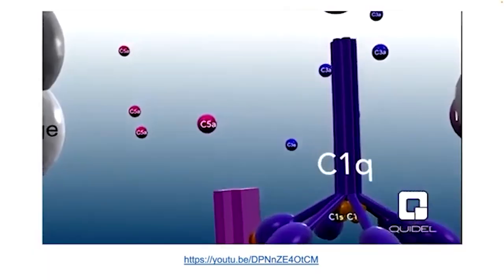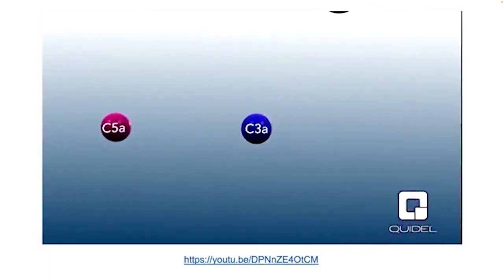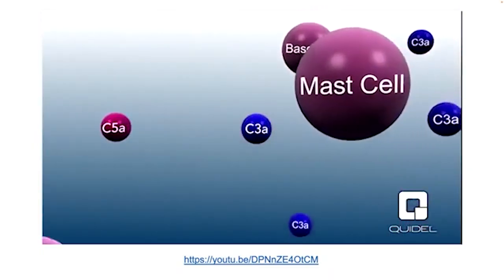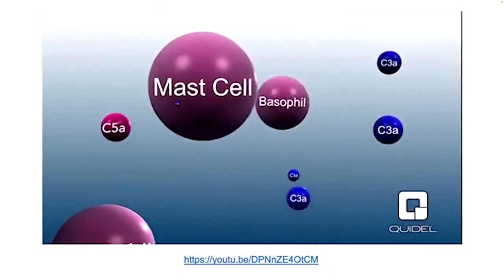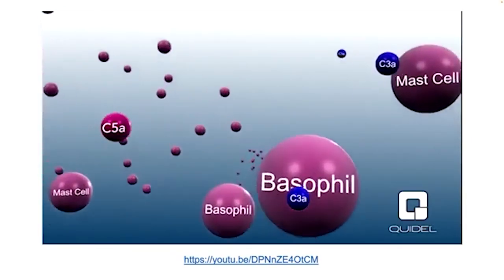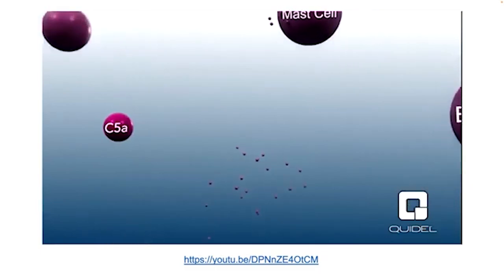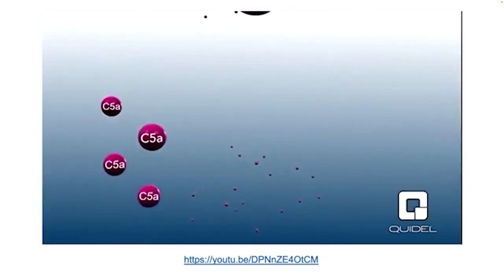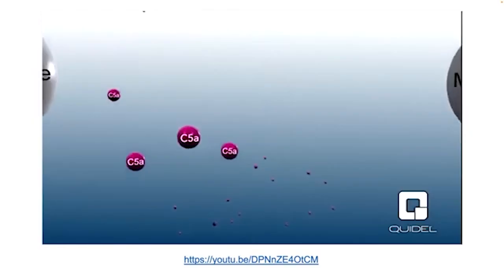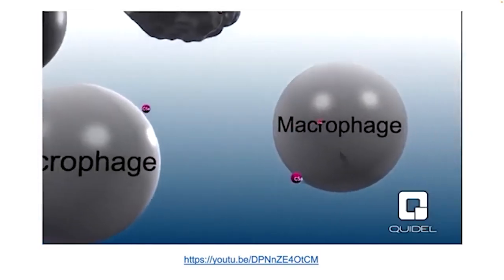Both C3a and C5a are potent chemoattractants. C3a attracts mast cells to sites of complement activation, and binding of C3a and C5a to these cells, as well as basophils, induces degranulation and release of histamine and other vasoactive amines. C5a is a chemoattractant for macrophages and neutrophils, and binding of C5a to these cells primes them for mediating their host defense functions.